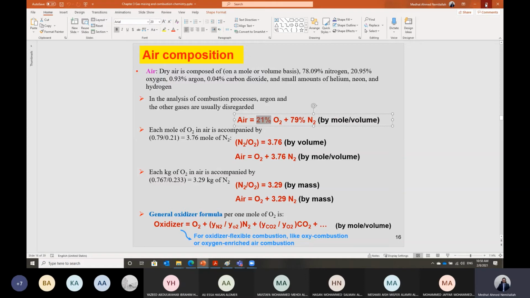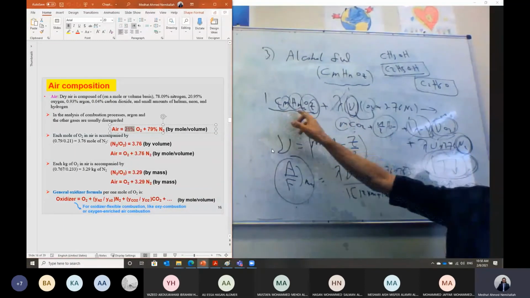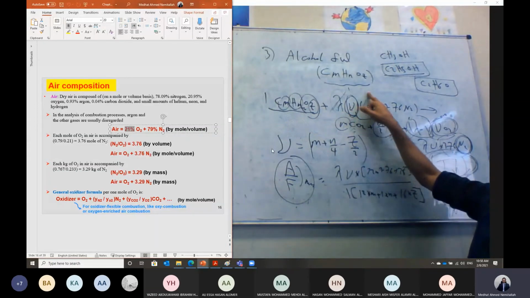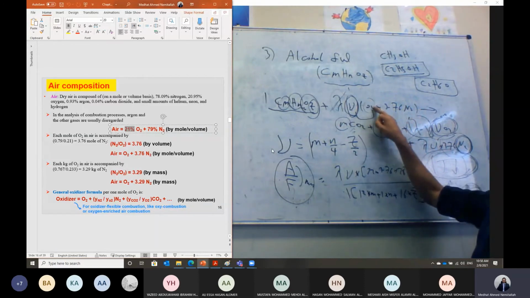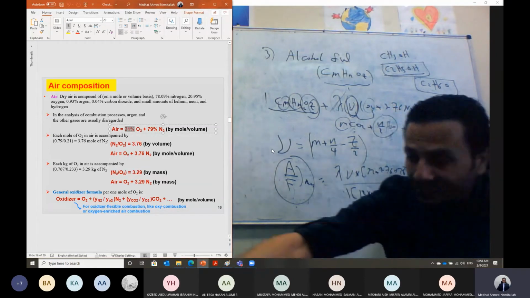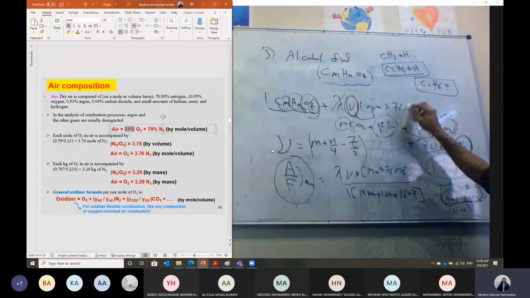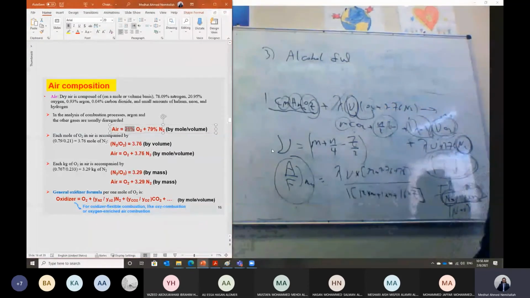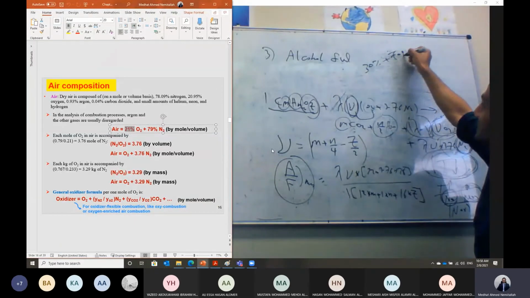So how can we write down the oxidizer formula in this case, guys? We said this is the fuel: 1 CmHn plus lambda multiplied by gamma. We said the air is 21% O2 plus 79% N2. If I divide by 21, the oxidizer will be O2 plus 79 divided by 21, which is 3.76. But let's say we have oxygen enriched air, where the concentration of oxygen is 30% oxygen plus 70% nitrogen.